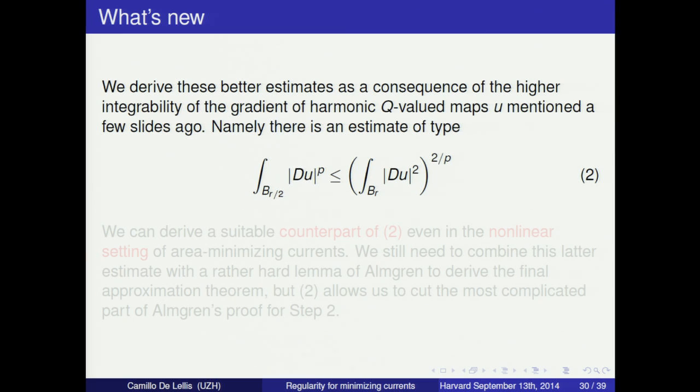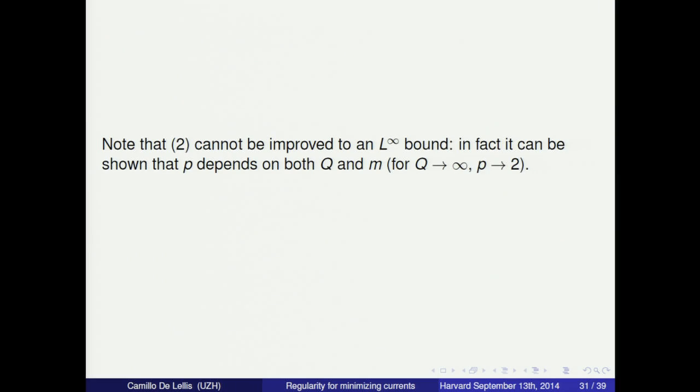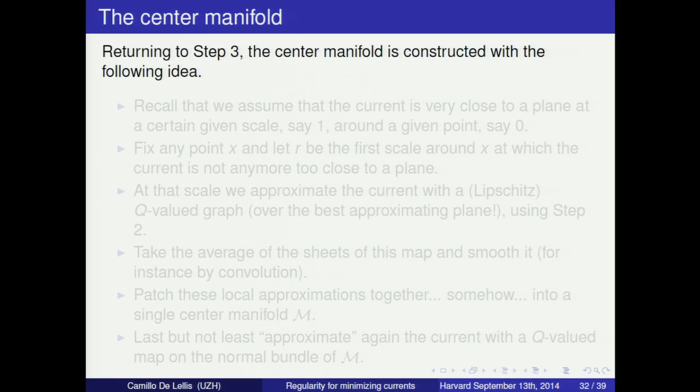OK, so this is actually very hard in Almgren's book, and I don't quite understand how he does it. So we have important new estimates here. We prove this higher integrability of the gradient of harmonic functions, which is, in some sense, a reverse Hölder inequality. And this allows us to cut out a big chunk of his proof. And this is another important point in step 2. OK, so now back to step 3.